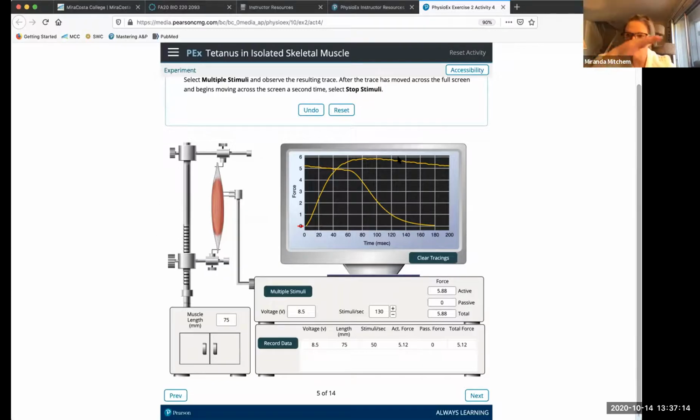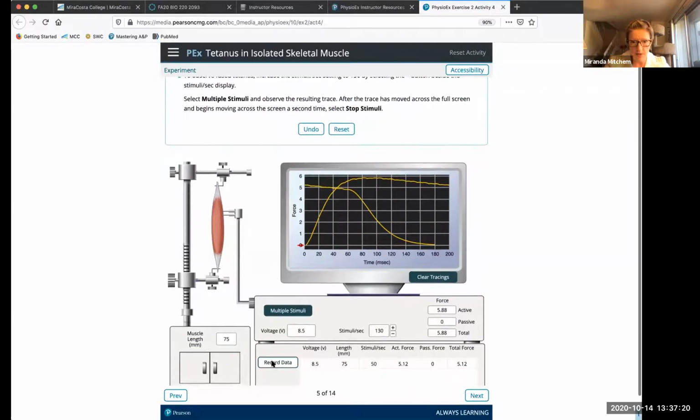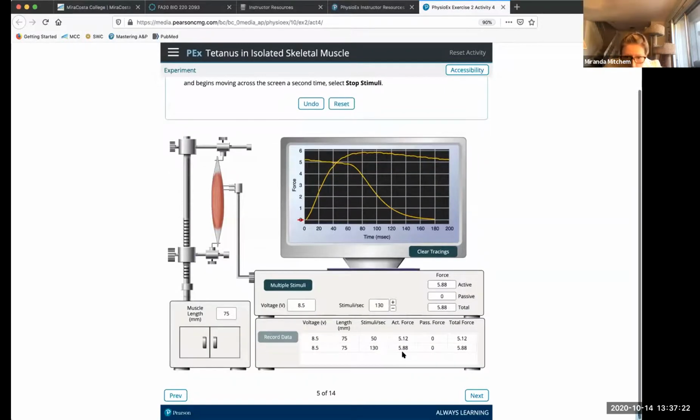So it's more flat in the fused tetanus. Let's record that. So the force is higher, right? We have more stimuli per second, 50 versus 130. It's the same voltage. All that we've changed is the frequency. So if the frequency is high enough, then that can lead to fused tetanus.